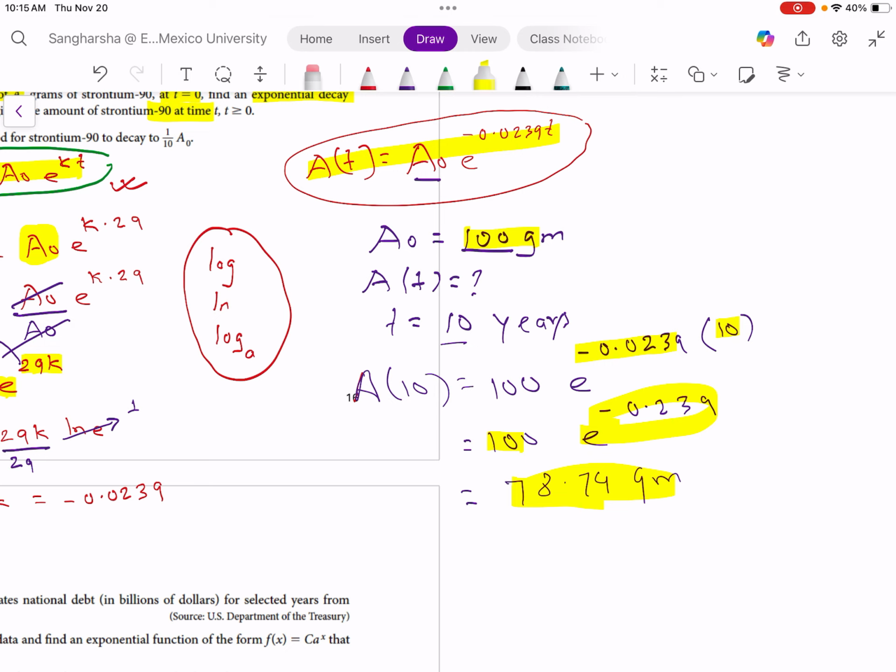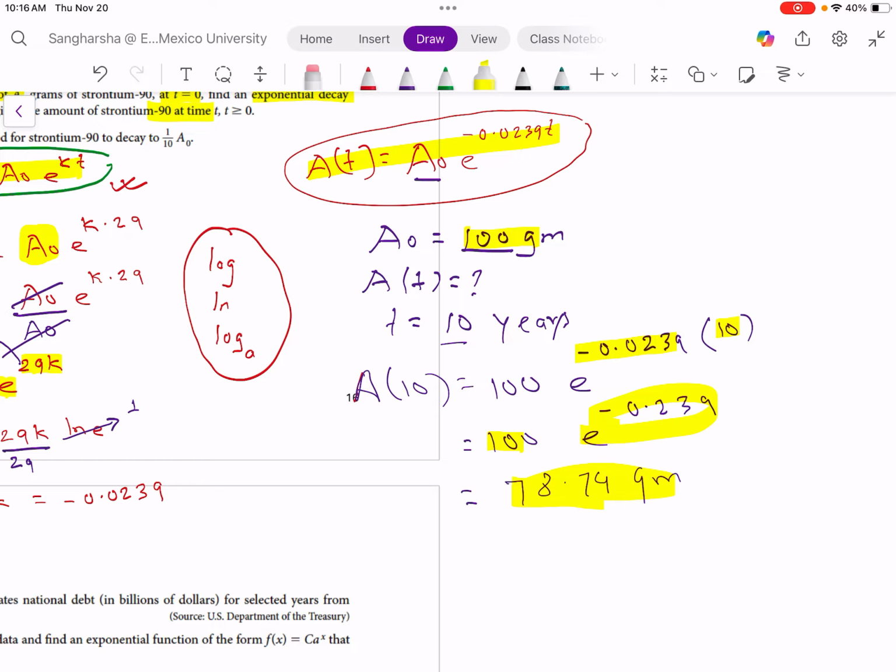Using this function, you can find the amount of strontium-90 at any time period. Now, any question up to here? Now, is it possible for us to find how long it takes to decay all these 100 gram? Can you find the time that 100 gram of strontium-90 requires to break into 0 gram? How long does it take to break down everything?